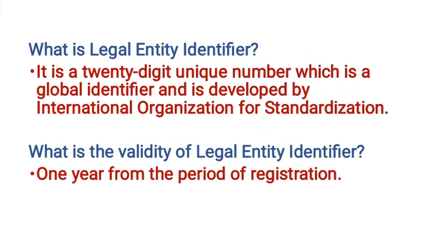Now, what is a Legal Entity Identifier? Basically, it is a 20-digit unique number, a global identifier for entities participating in financial transactions, developed by the International Organization for Standardization. Now, what is the validity of a Legal Entity Identifier? It is 1 year from the period of its registration.